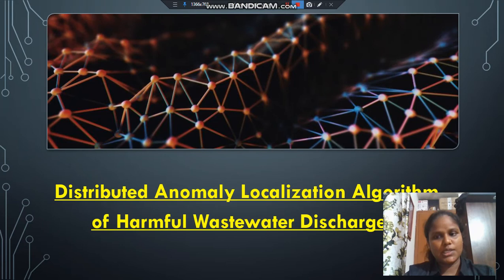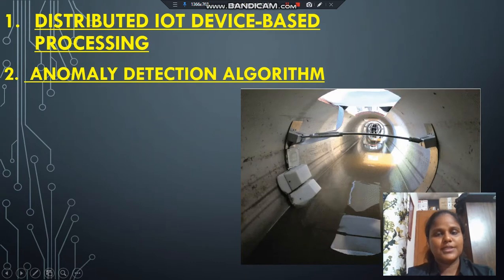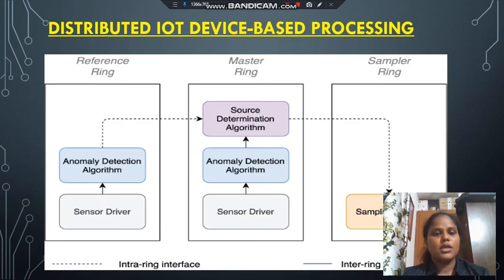Next, the distributed anomaly localization algorithm of harmful water discharge. These are the topics we are going to discuss under it: the distributed IoT based processing and anomaly detection algorithm. The first is the software architecture, that is, hosting the anomaly localization algorithm on the IoT device, which implies the careful design of a scalable, resource-constrained algorithm that works in real time. This presents the software architecture used for such functionality distribution.